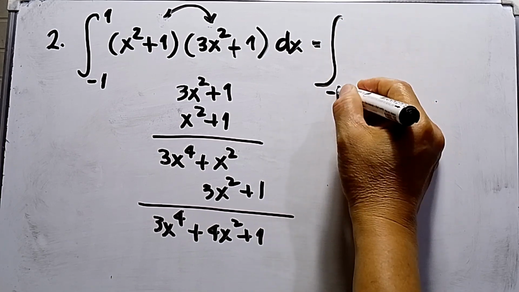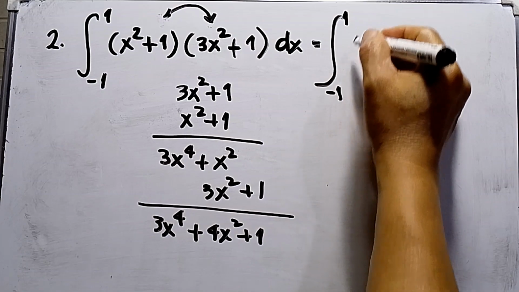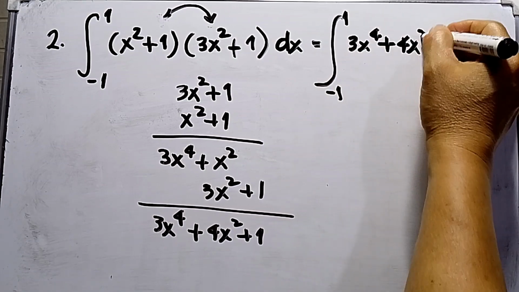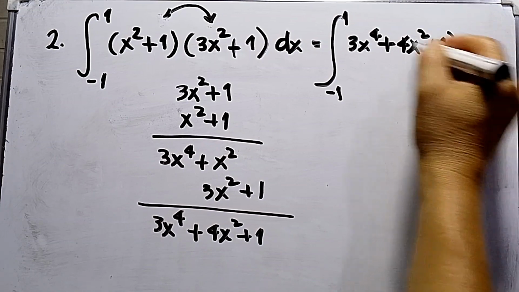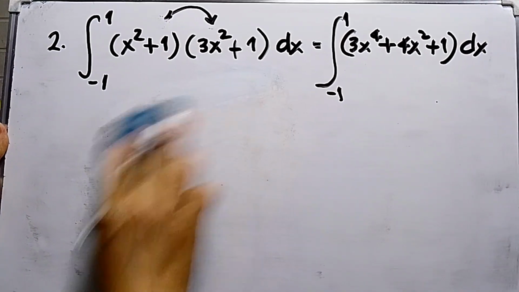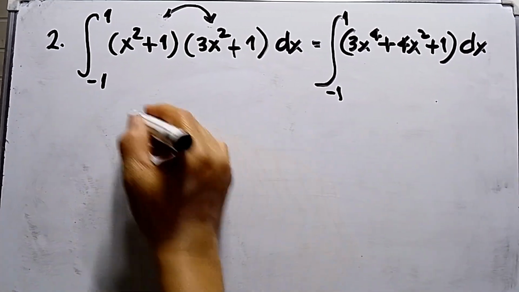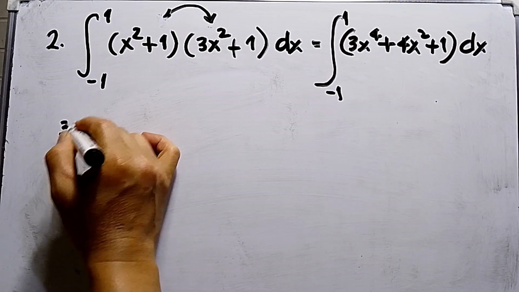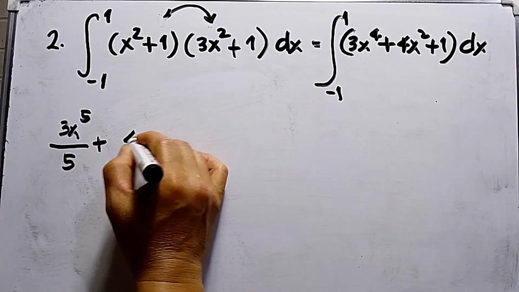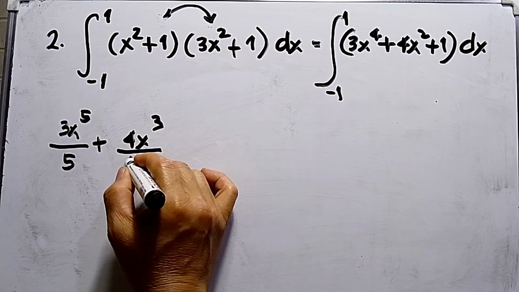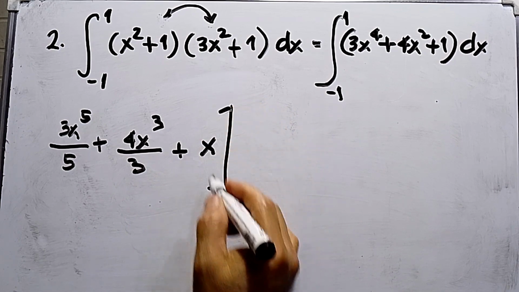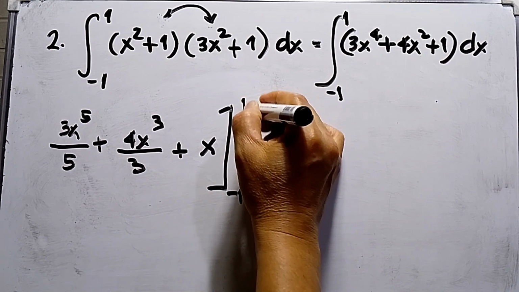Just integral from negative 1 to positive 1 of 3x to the 4th plus 4x squared plus 1 dx. Okay? We need to evaluate this one by using integral. Okay, so this will be 3x to the 5th over 5 and then plus 4x cubed over 3 plus x from negative 1 to positive 1.